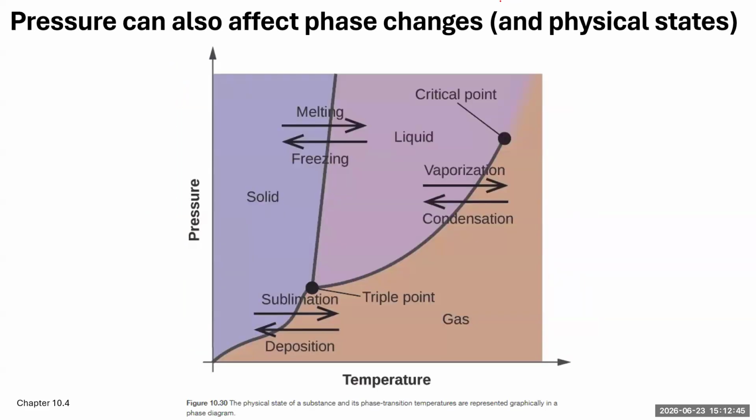Pressure can also affect phase changes and physical states, because they're related. So this is a generic, what's called a phase diagram. We have this thing called a triple point. Let's do the axes first. We have pressure on the y-axis, temperature on the x-axis. This isn't really a traditional graph with a dependent and independent variable. This just tells you that at a certain temperature and a certain pressure, it's going to be one of these three phases. You have solid, liquid, and gas.